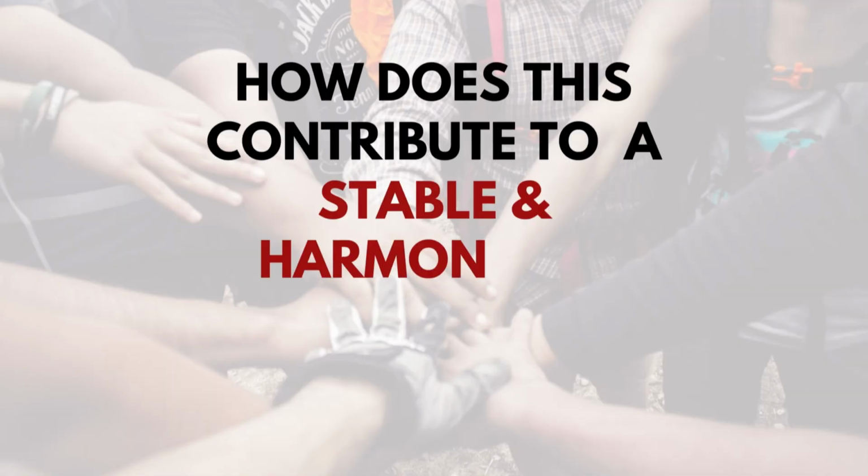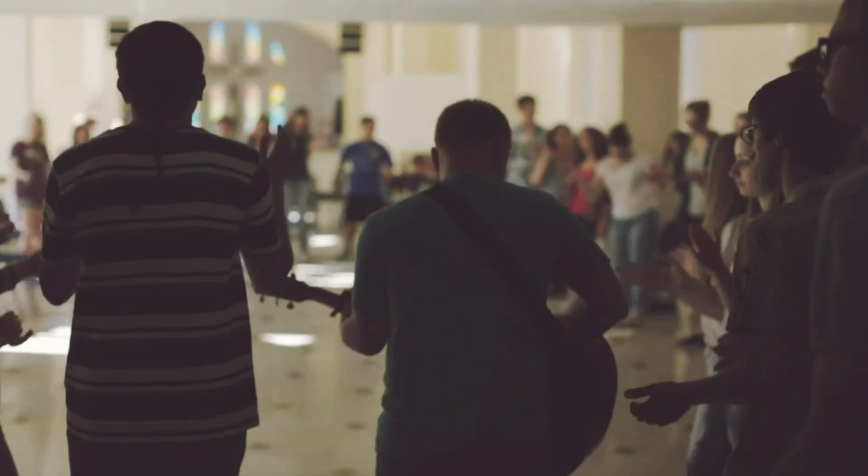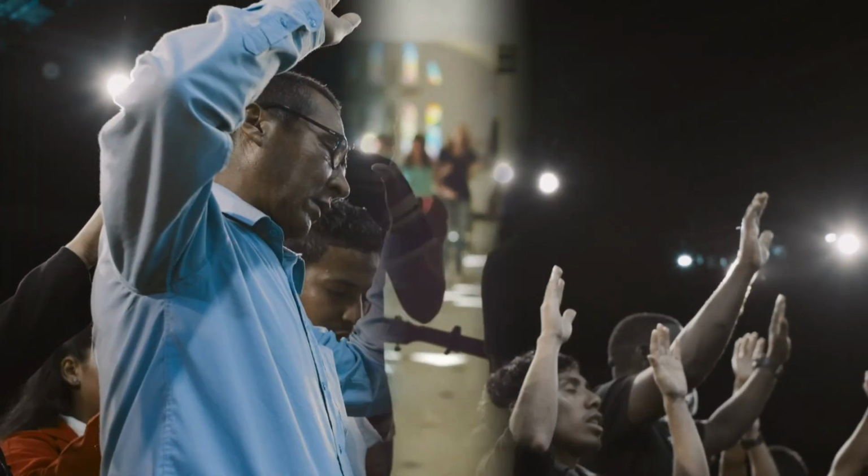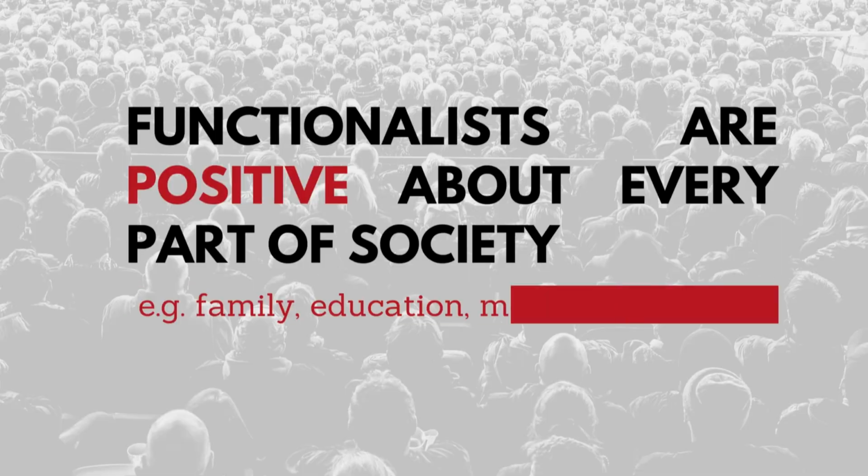Whenever you're trying to understand something from a functionalist perspective, the key question you need to ask yourself is, how does this contribute to a more stable society? How does it reduce conflict? How does it create a shared sense of belonging? Functionalists are always positive about the role of the different parts of society.